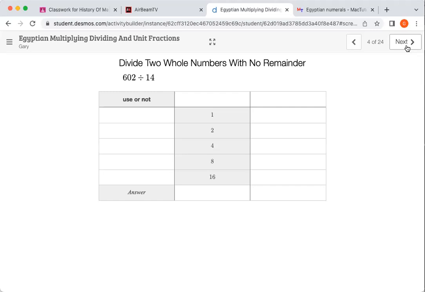Professor, I think we need more rows on our table, right? Oh, sorry about that. I see that now. That's a good point. You could use that last row and then put the answer up in one of the use or not places. Thanks for pointing that out.